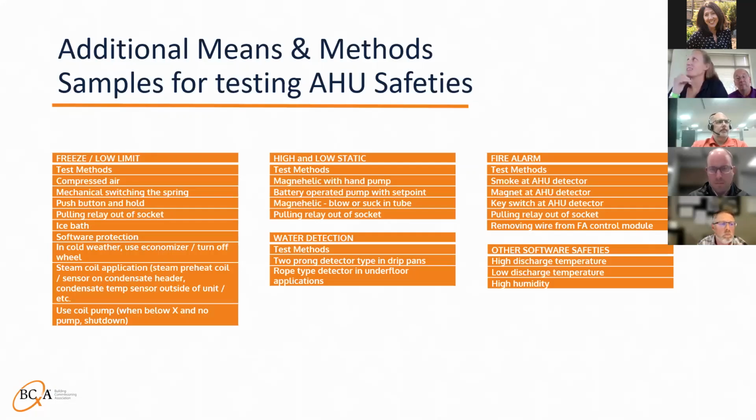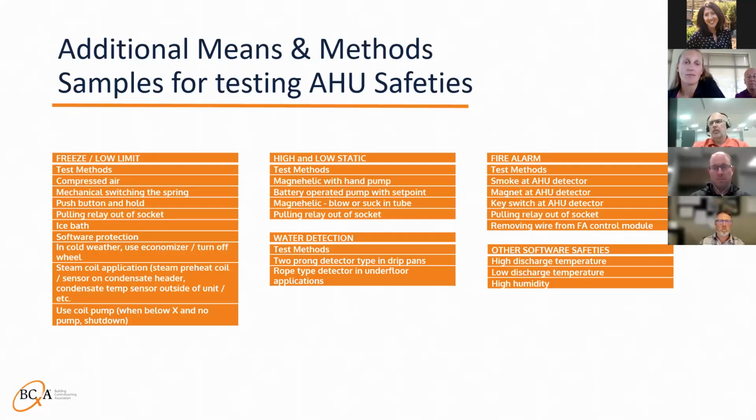Okay, so on the screen, you'll see that we have additional means and methods, once again, samples for testing air handler safety. So you can see, like freeze stat or low limits, how we listed a handful of options out there, as simple as an ice bath, or maybe sometimes they use software protection. But this is not an all-inclusive list. These are simply samples of means and methods that you could utilize. High and low static, we had a Magnehelic with hand pump, battery operated pump with set point, blower sucking on the tube, which you saw Kenny demonstrate. Thank you, Kenny. And or pulling relays out.